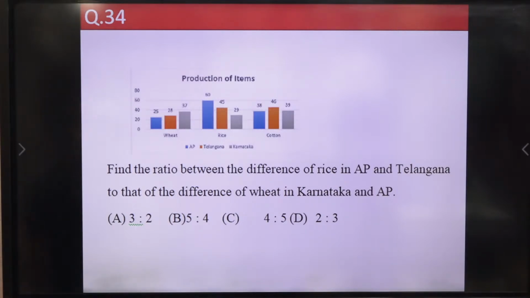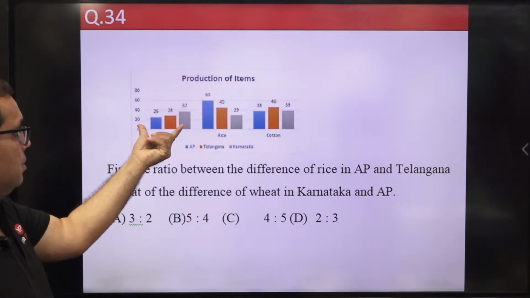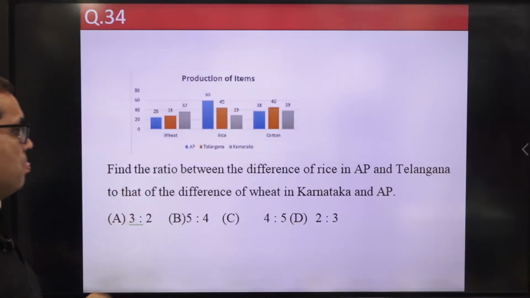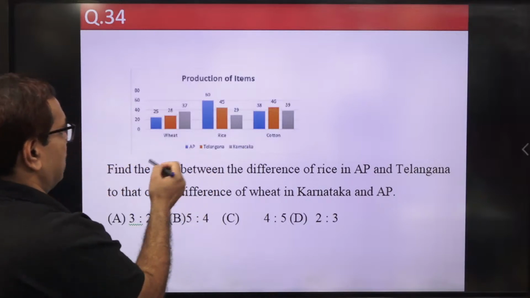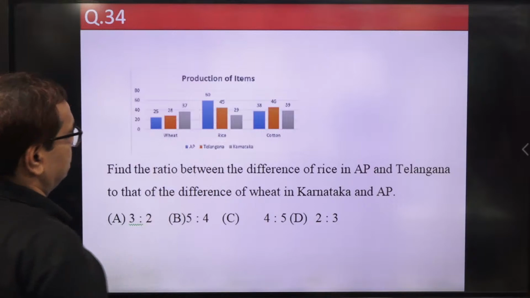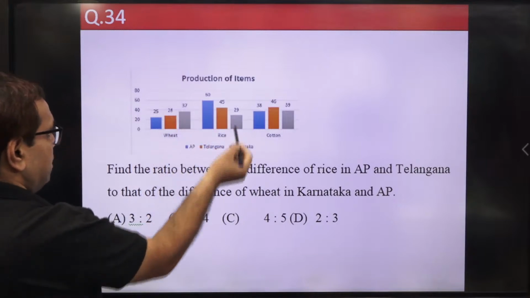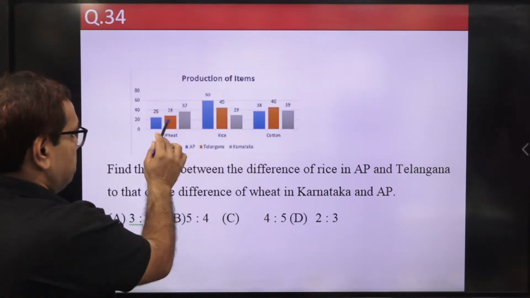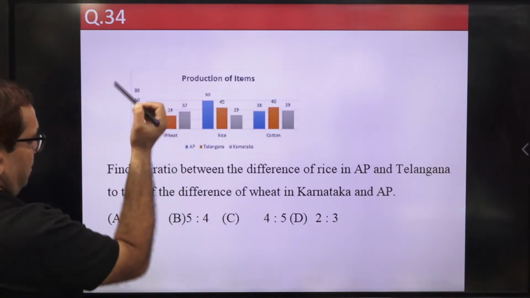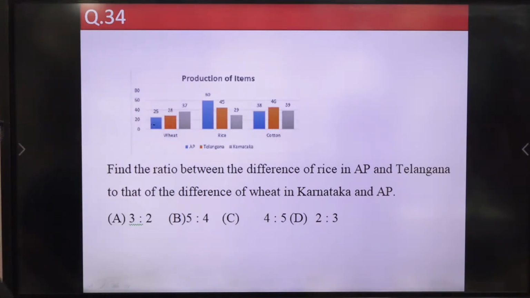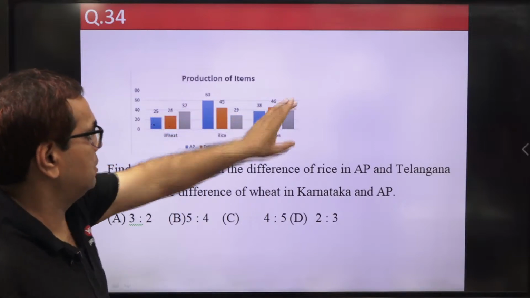Okay, so let me tell you here production of items. Here it is wheat, rice, cotton. And this blue color is for Andhra Pradesh, AP. This one is for wheat, and this gray color is for Karnataka. This color is for Telangana, right? Andhra Pradesh, Telangana, and Karnataka. And the numbers written are 25, 28, 37, 50, 45, 29, 38, 46, 39.